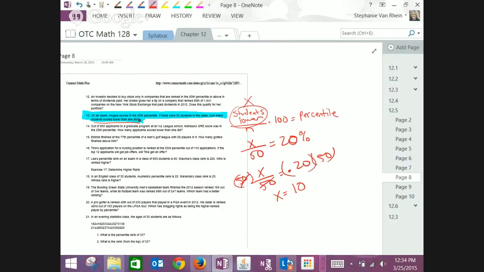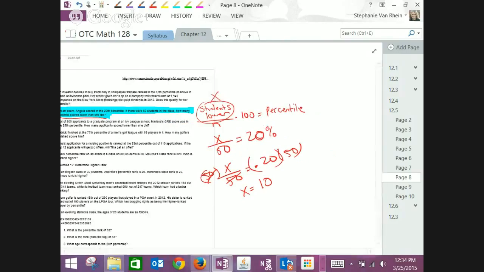not 40, 39th. She would be ranked 39th, her rank would be 39 because 10 people are below her. See, it's a little bit backwards from what you would think.